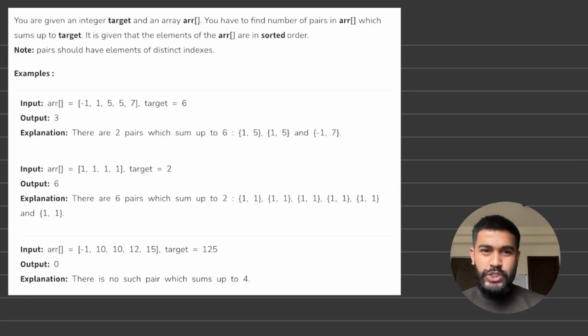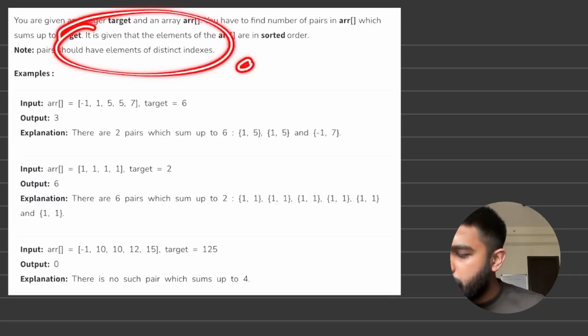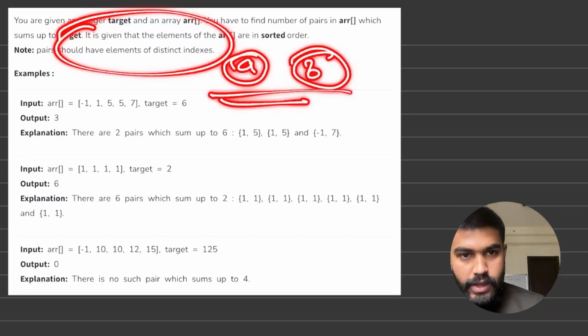Today we would be solving the problem count pairs with the given sum. So let us just find out. Basically, if I just give you the summary of this, you need to count the number of pairs A and B which sum up to the given target.